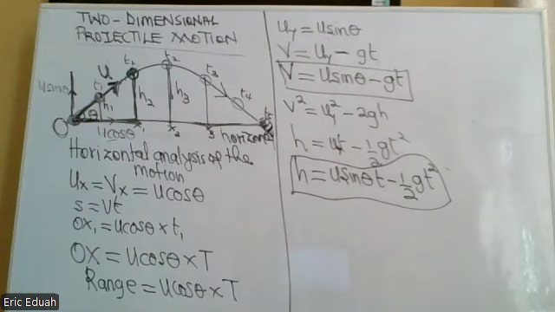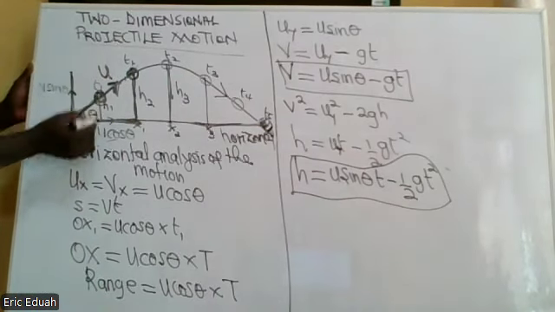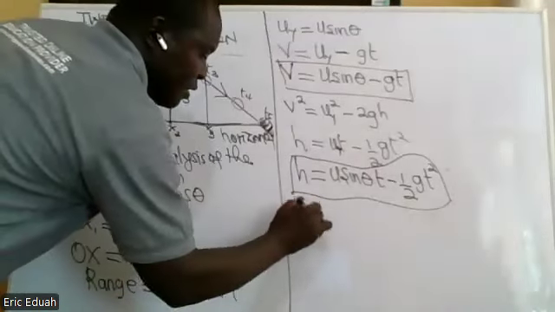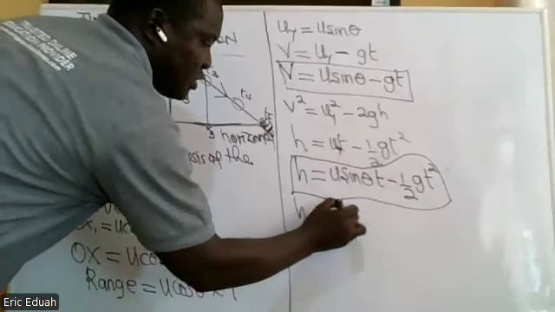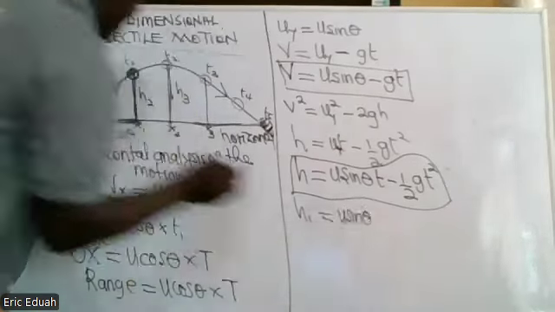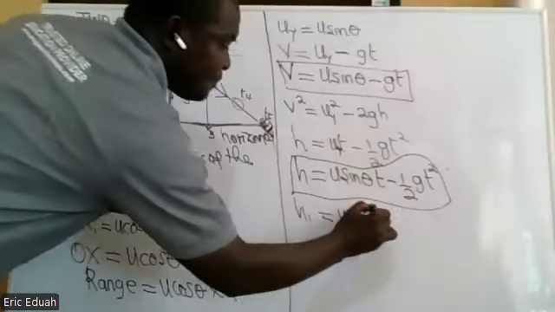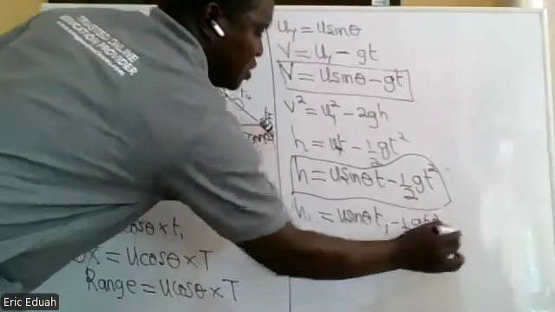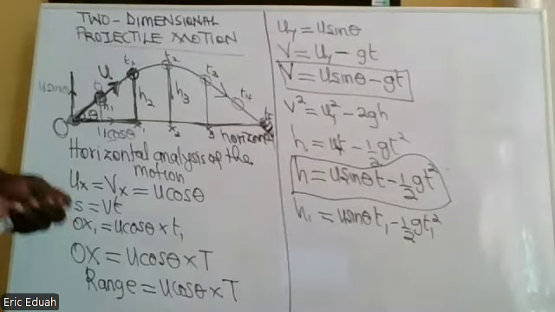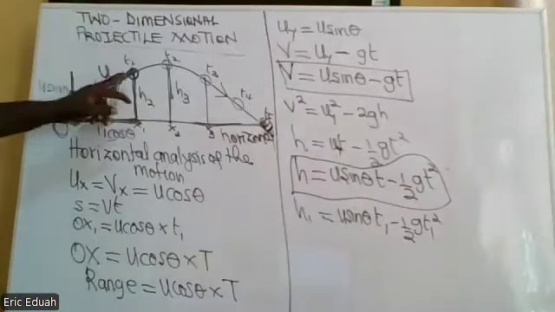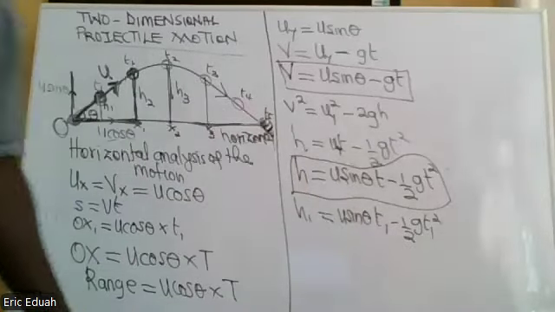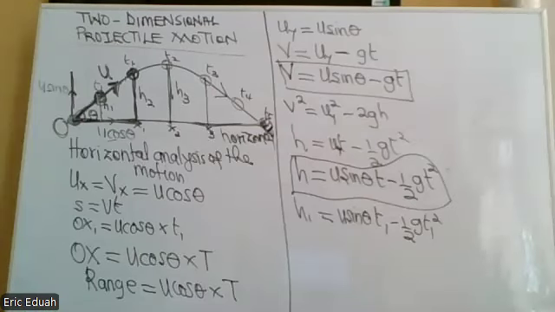Meaning when the projectile is here and we want to determine the vertical height, h1 will be equal to the constant u sine theta times the time taken to come here, t1, minus half g t1 squared. h2 is u sine theta times t2 minus half g t2 squared. Class, are we okay? Yes, sir.